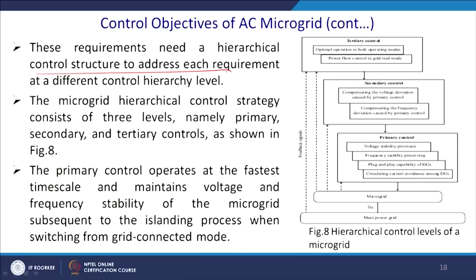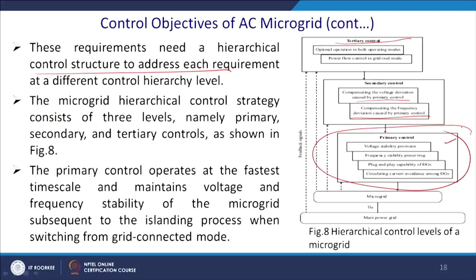This requirement needs a hierarchical control structure and different control hierarchy. So, you will have a tertiary control for optimal operation in both operating modes, then power flow control in the grid-tied mode, then you can have a second layer of operation, that is called secondary control, compensating the voltage deviation caused by the primary control and compensating the frequency deviation caused by the primary control. Then the primary controls are voltage stability provision, frequency stability provision, plug and play capability of the DGs, so switch them on and off as you wish, and avoiding circulating current among the DGs. These are the primary controls.